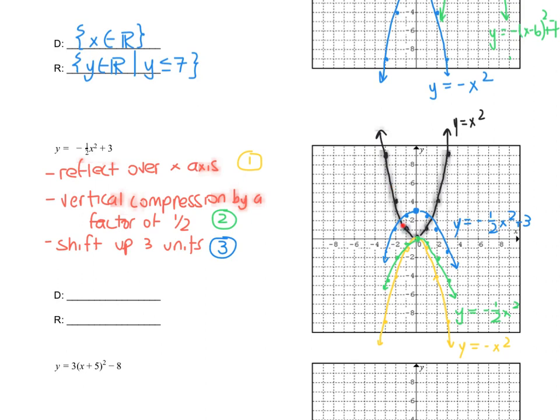So I could have gone from this black parabola to the green one in 1 step. And all you have to do, as long as you remember that a vertical transformation affects the y coordinate, you're going to take the y coordinates and multiply them by negative a half. That way you're doing the reflection and the compression all at once. So let's say this point here. It has a y coordinate of 1. Actually, both of these do. 1 times negative a half is negative 0.5. And here it is. That's exactly where I plotted it.